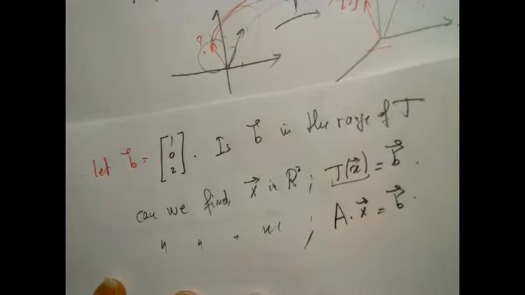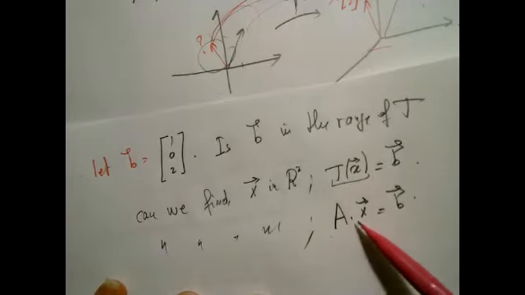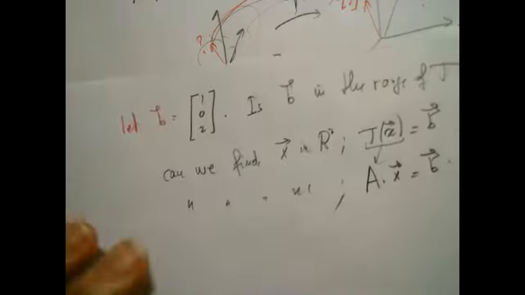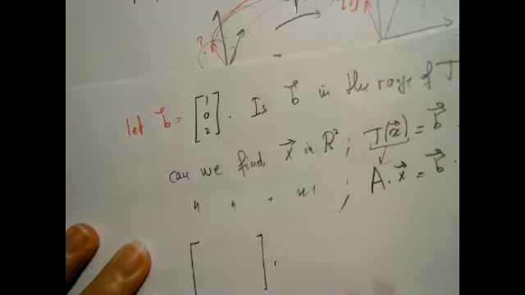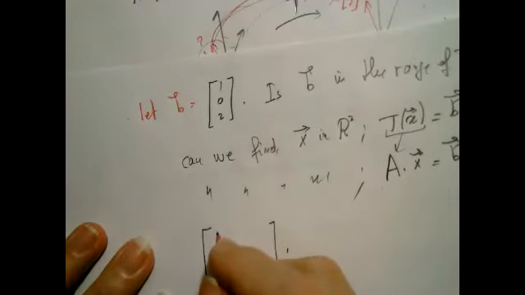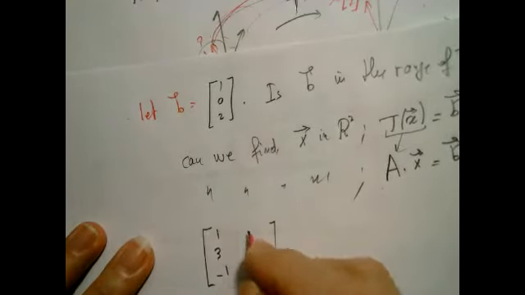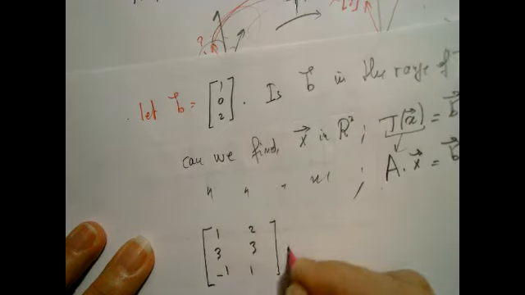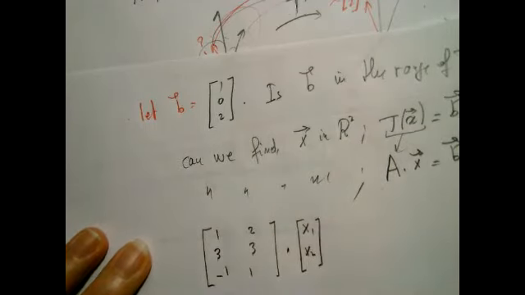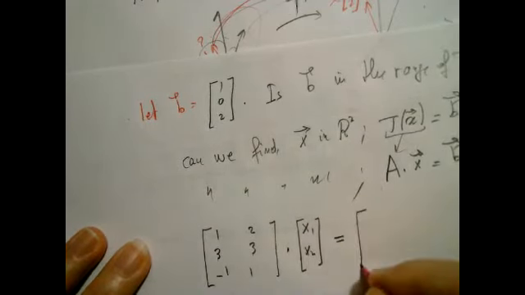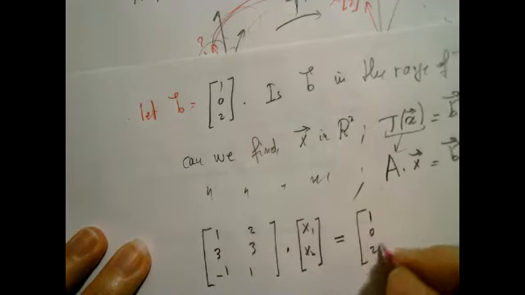So back to an old scenario. Can I find a vector such that A times it... because that's the rule of my transformation. All right, now it means I need to find a vector such that if I take A, my A was [1, 3, -1; 2, 3, 1], and I multiply it by my vector. My vector is an input vector, that's X1. Can I find, let's say this gives me [1, 0, 2]?